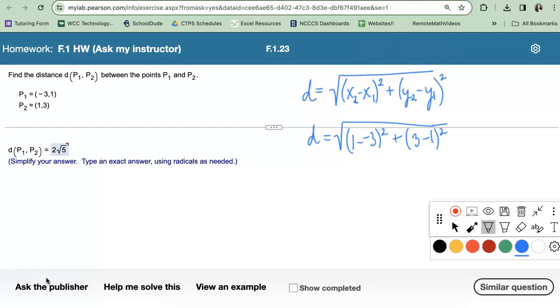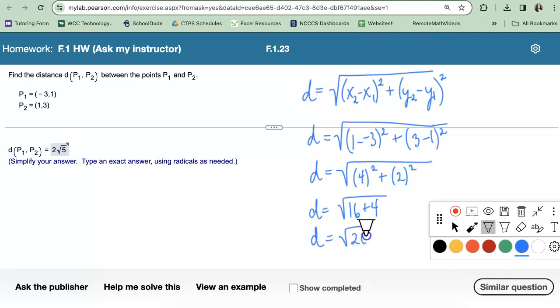After I make this substitution, I'll then follow the order of operations. So the first thing I'll do here is evaluate what's inside each set of parentheses. And 4 minus negative 3 is 4. And 3 minus 1 is 2. Next, I'll square each of these. So I get 16 and 4. And then I add these together and I get the square root of 20.